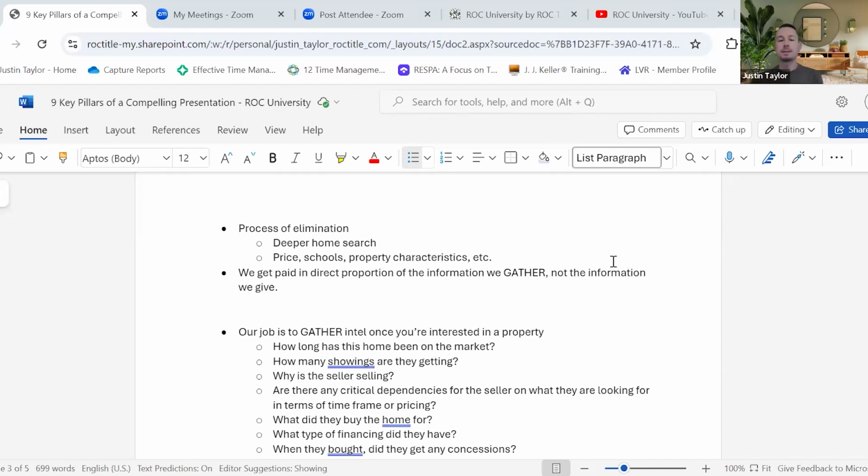Are there any critical dependencies for the seller in terms of time frame or pricing? We need to know, does the seller need to stay in the home 60 days after closing? Or are they in a hurry? Yeah, the seller would love to be done in the next 60 days. What about pricing? Yeah, the seller's pretty firm on the price, right? What did they buy the home for? We often can see that in tax records. How much equity spread do they have? Is it tight, or is there some wiggle room? What type of financing did they have?